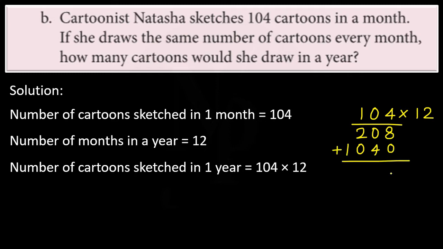8 plus 0 is 8. 0 plus 4 is 4. 2 plus 0 is 2. And 0 plus 1 is 1. So we get 1248 as product. Therefore, the number of cartoons sketched by Natasha in a year is 1248. This is the solution.